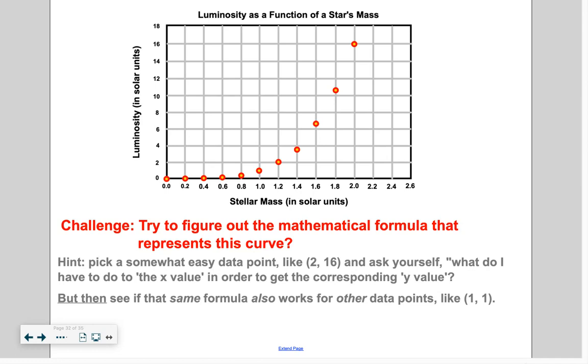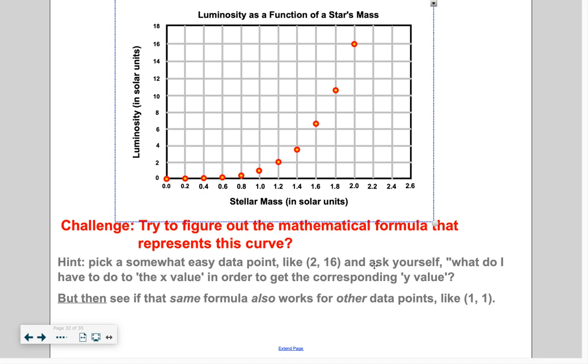So here's the hint. Pick an easy data point. So I'm saying go ahead and pick this one here, well, I can't highlight it because it's a locked image. But anyway, you can see where my cursor is hovering. Okay, so that data point there has an x value of 2. Okay, so a stellar mass of 2 solar, and a y value of 16. So a luminosity of 16 solar, right? That's why I'm showing 2, 16. That represents that data point.